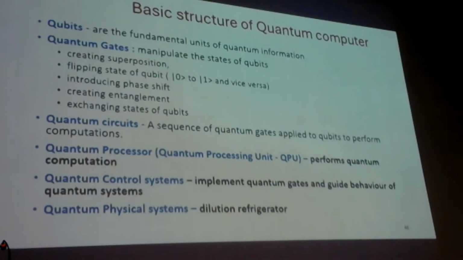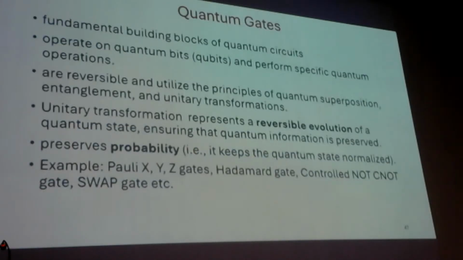It's a control. And we have quantum physical systems, mainly the dilution refrigerator to keep the system cool, to avoid any environmental interactions that would cause interference and bring it to the classical state, to avoid bringing it to the classical state.